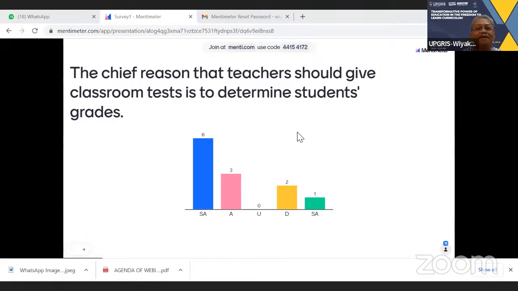When you do the testing just because it is the time for testing, because you are required to give grades to the students, or to report to the headmaster or to the principal. Okay, thank you. Now I move to the second statement.